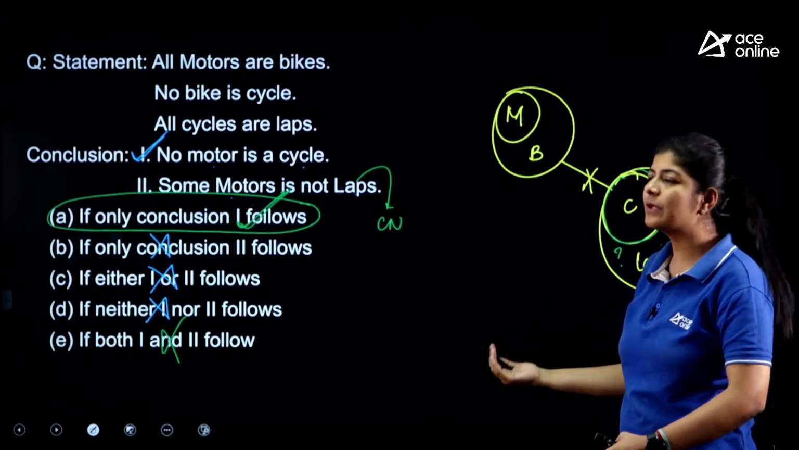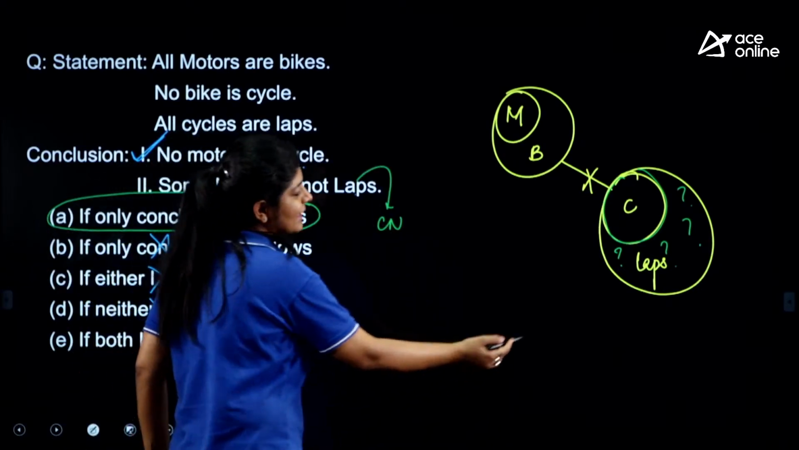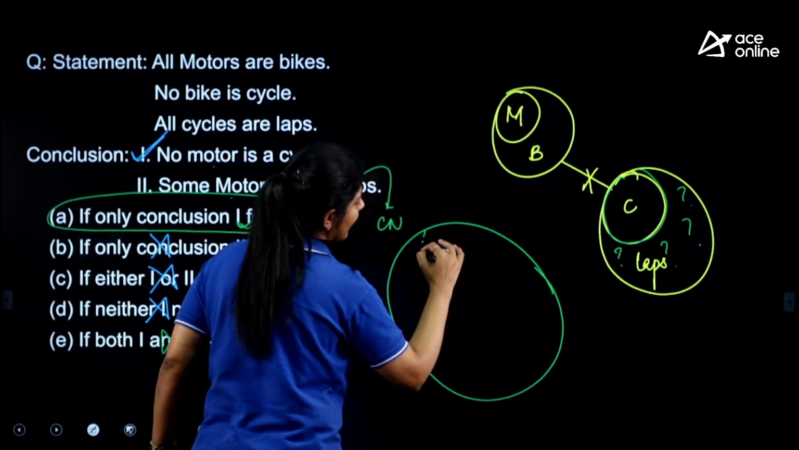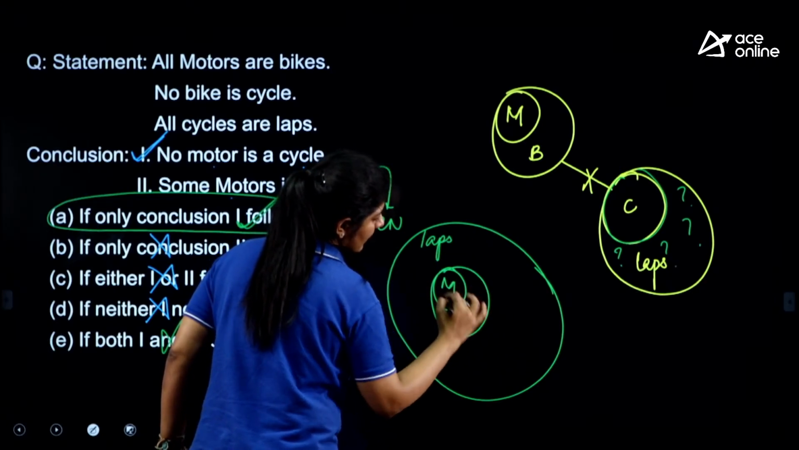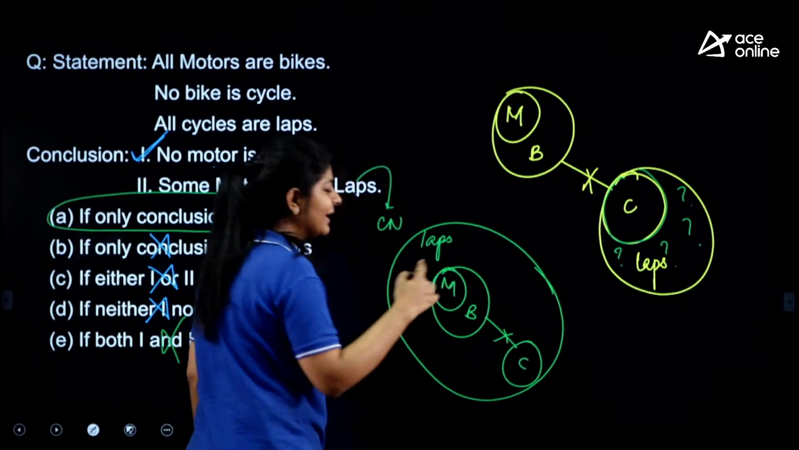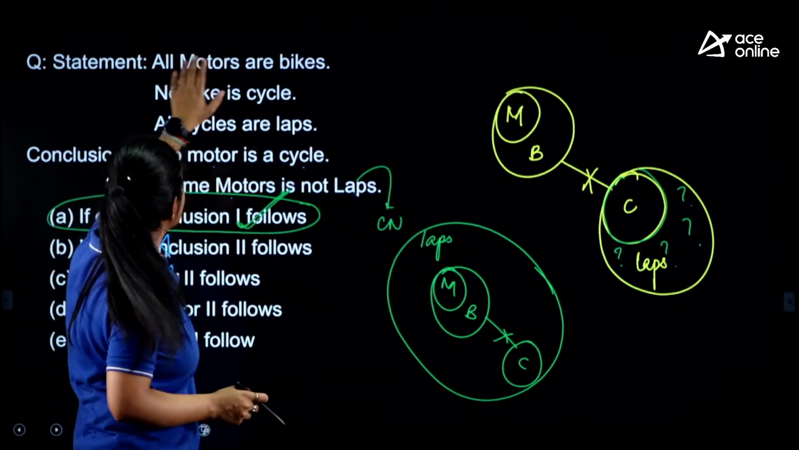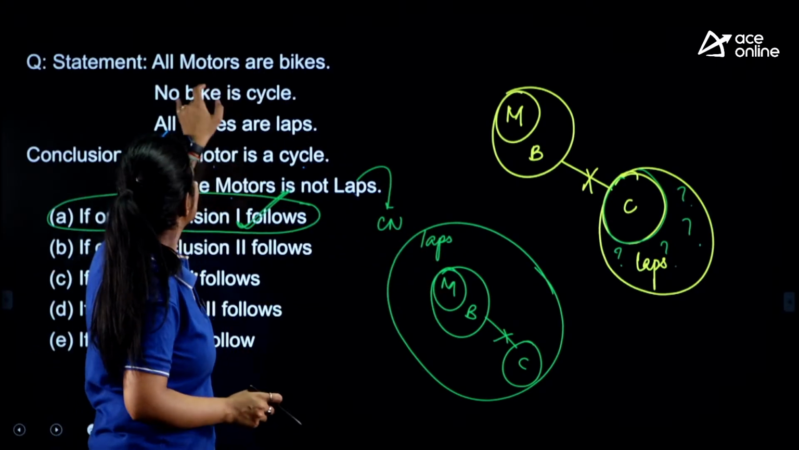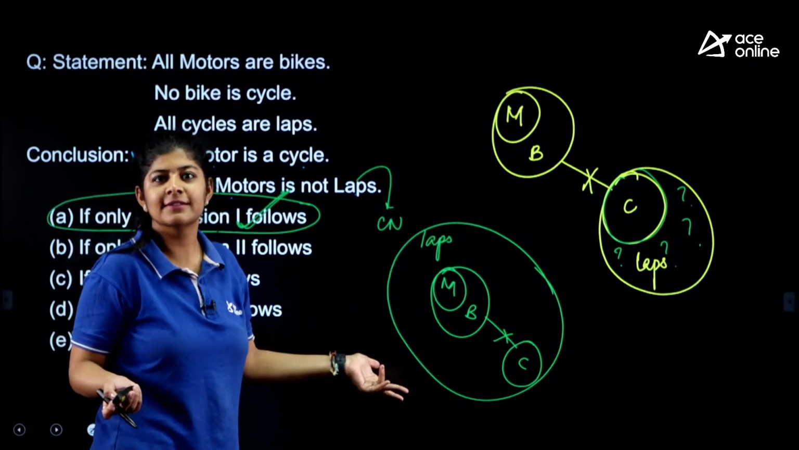It's a very simple one. Here, if I go with the possible data, I can easily make this diagram, right? Laps, here motors, bikes, and here we are having cycles. If I check these statements, all my statements follow this one. All motors are bikes, yes. No bike is a cycle, yes. All cycles are laps, yes.